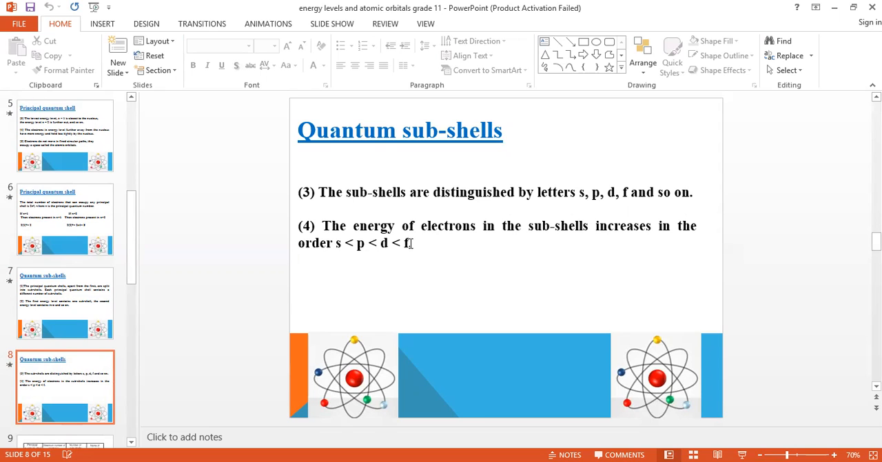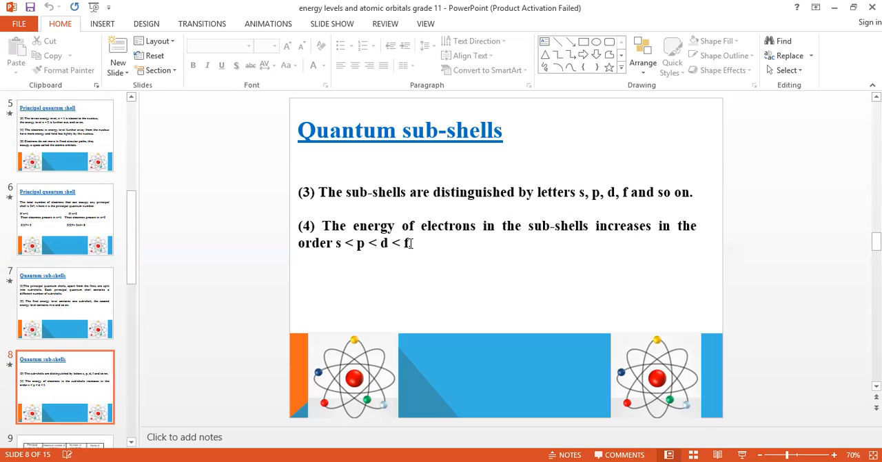S, P, D, and F. Maybe I will keep the order the same, S, P, D, and F, but I will change the sign. Do you understand? So this is wrong also. The place is the same as in the PDF. I did not change the letters, but I changed the sign. So you need to memorize this.